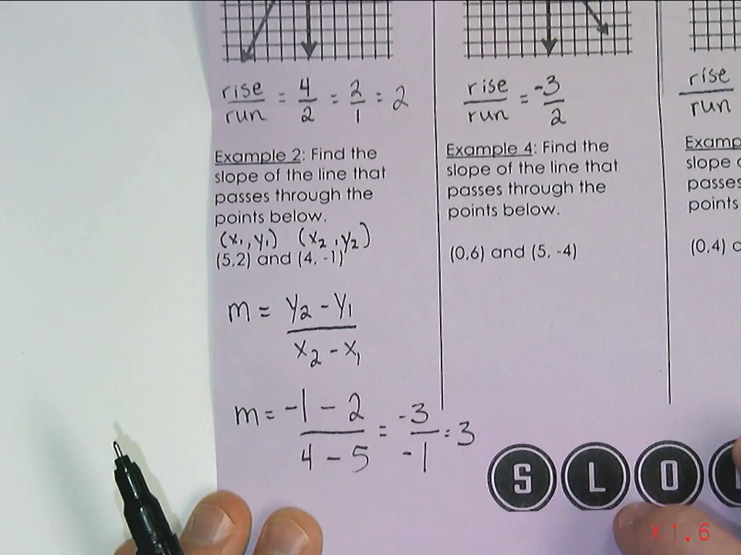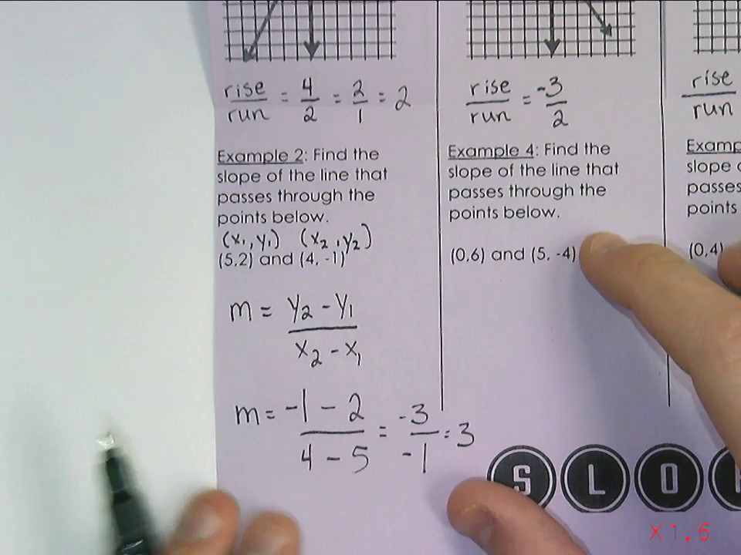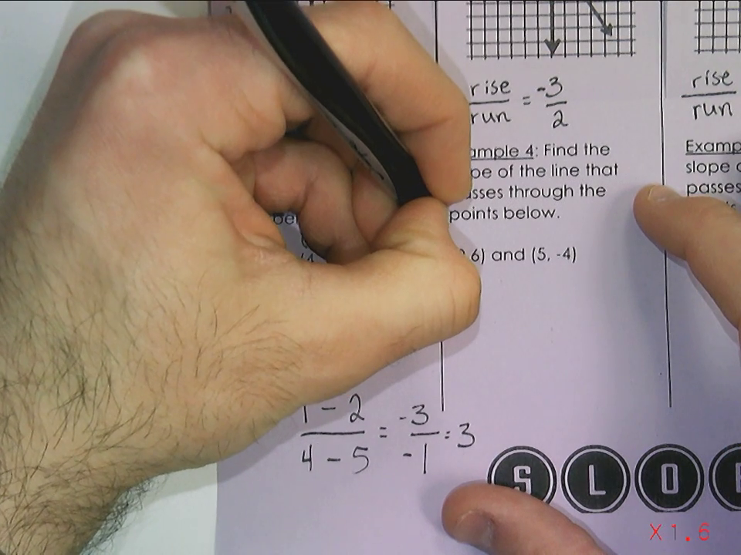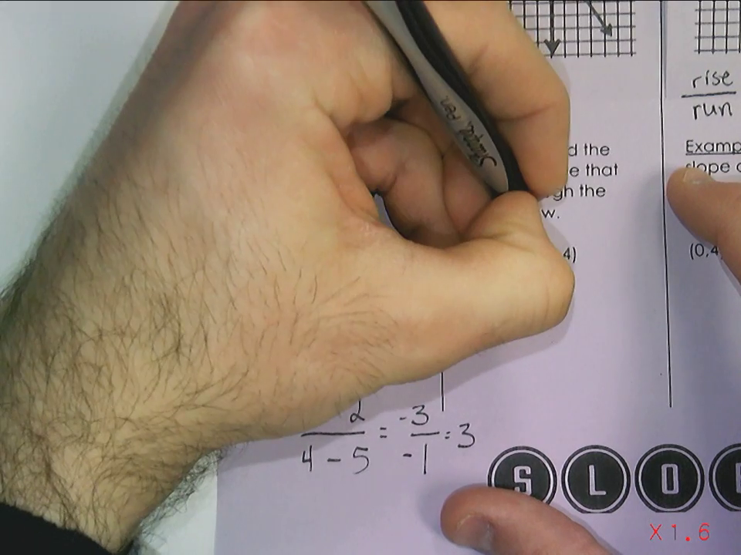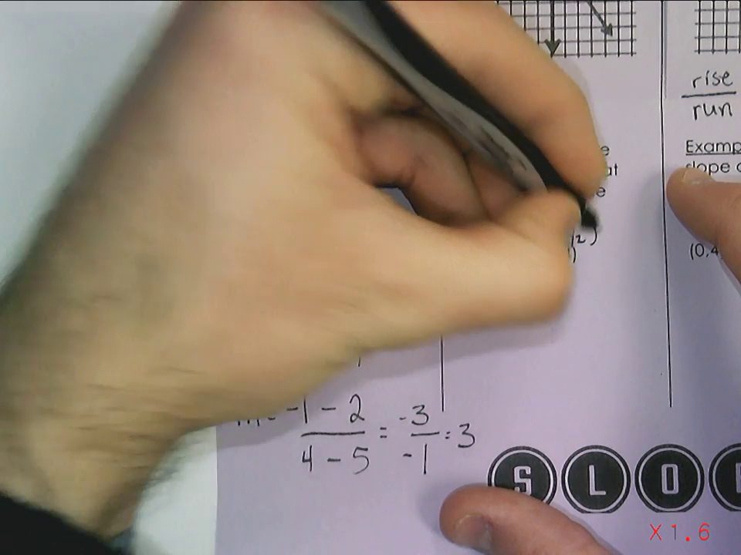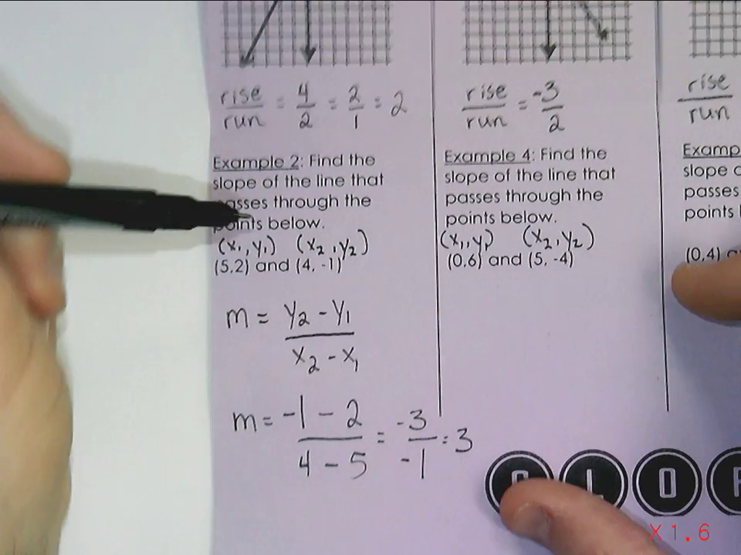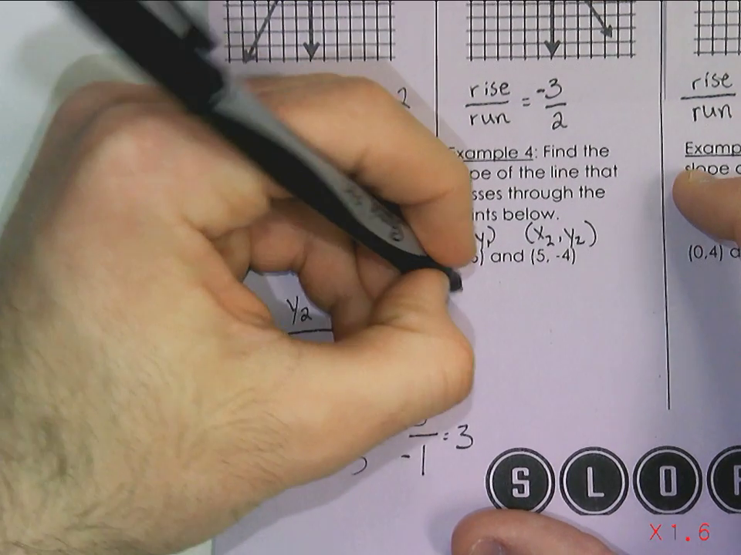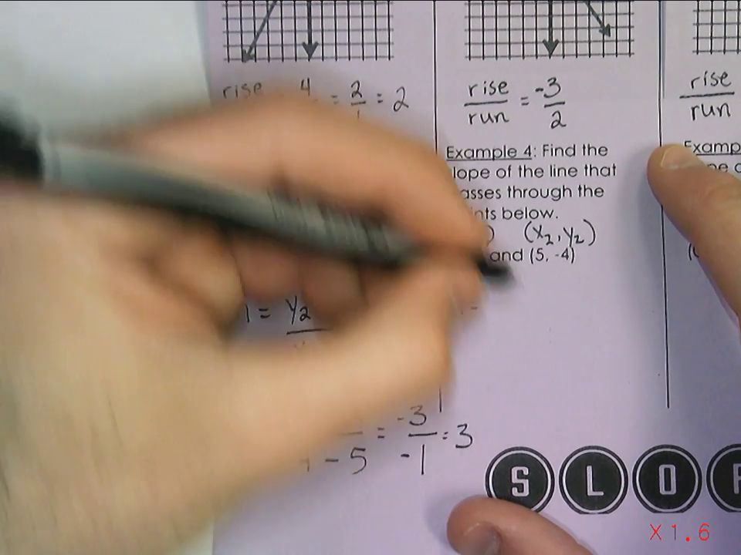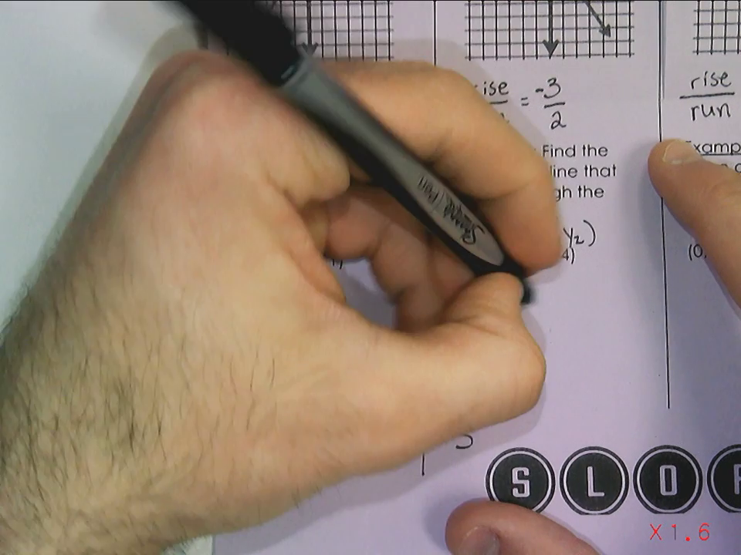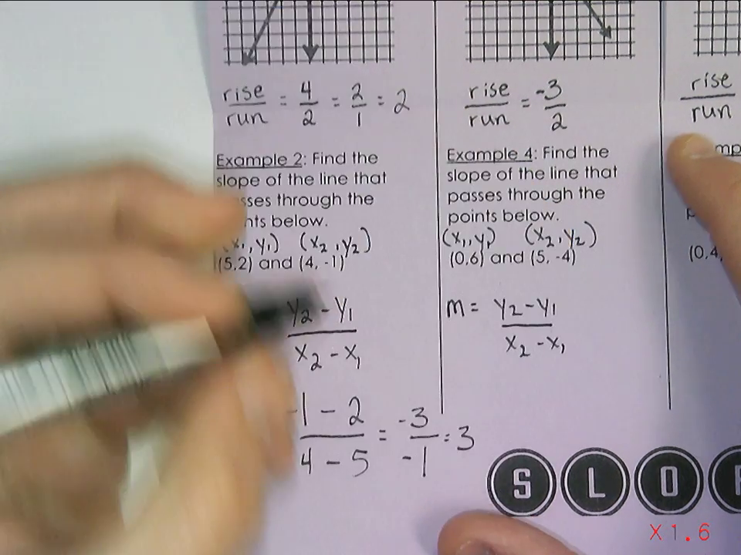Alright, moving on then, let's take the same approach here to example 4. So find the slope of a line that passes through the points below. So once again, I'll label these as x1, y1, x2, y2. And I would do this at first so that you don't confuse yourself, because if you do that, you might put the wrong numbers in the wrong place. Now remember, m represents slope. So we're going to use this equation again. So y2 minus y1 over x2 minus x1.